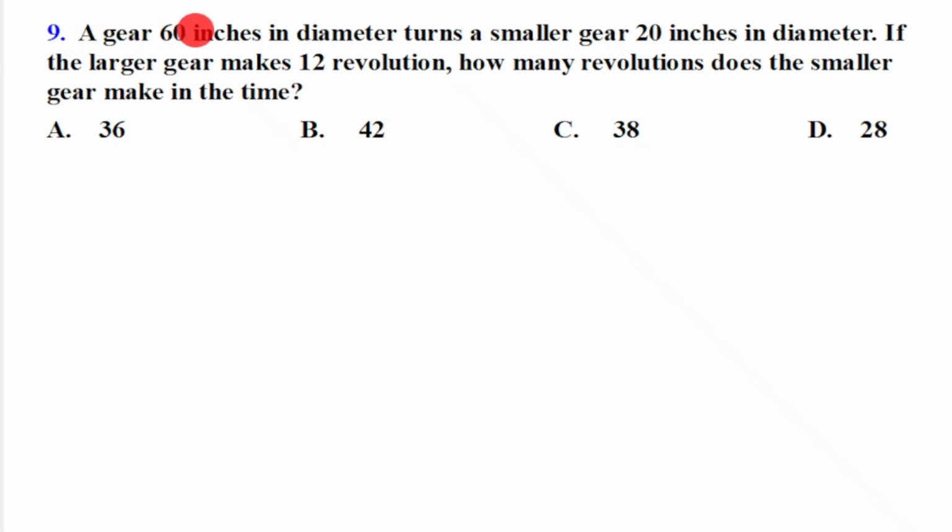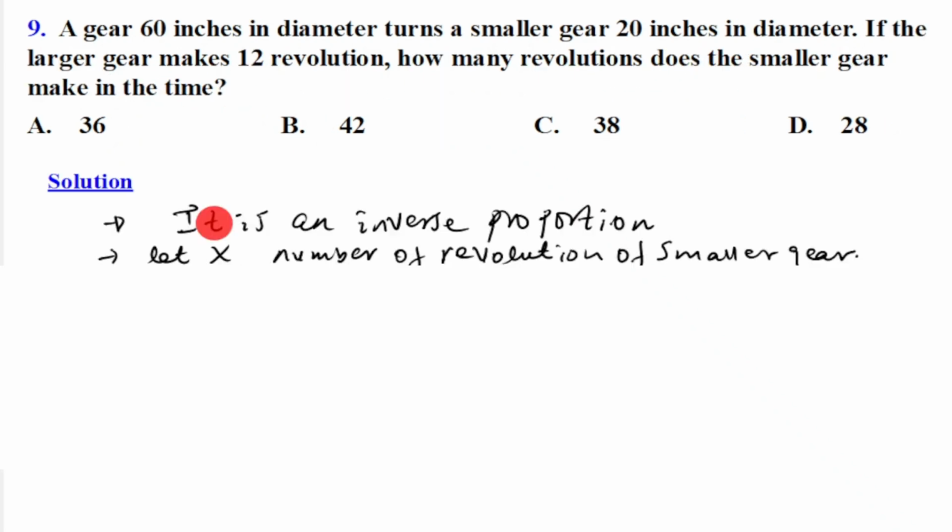9. A gear 60 inch in diameter turns a smaller gear 20 inch in diameter. If the larger gear makes 12 revolutions, how many revolutions does the smaller gear make in the time? It is an inverse proportion. Let X be the number of revolutions of the smaller gear. The diameter of a gear and the number of revolutions have inverse proportions.